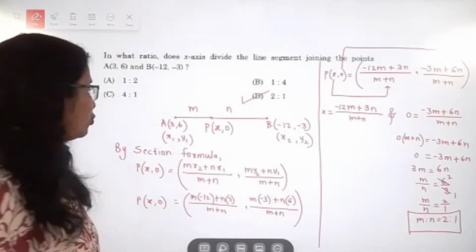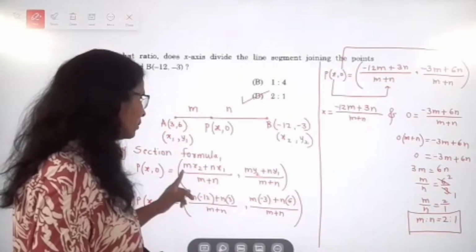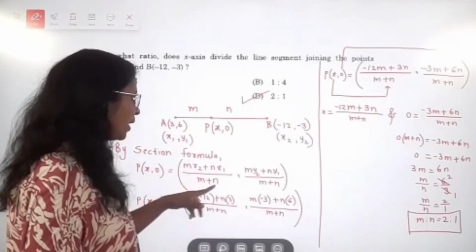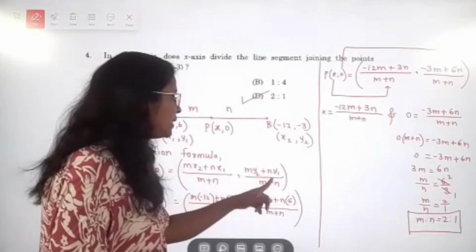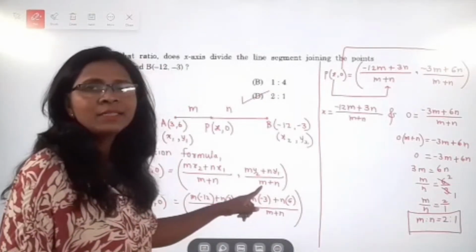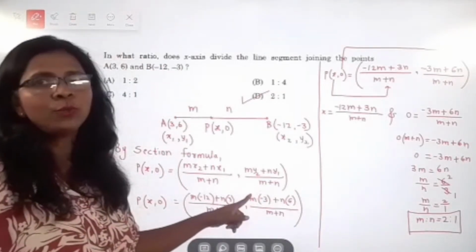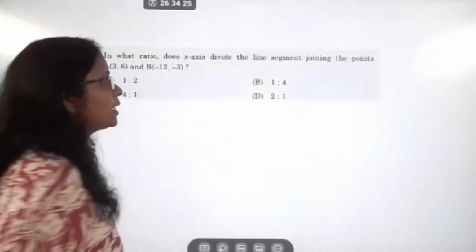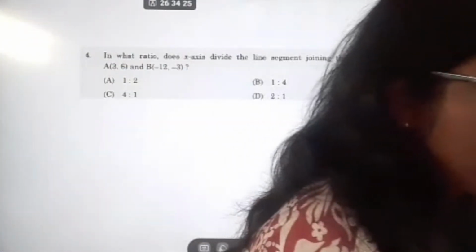Okay student, so remember this formula: m x2 plus n x1 upon m plus n, and m y2 plus n y1 upon m plus n. This is the section formula. You can solve this equation with the section formula. Then next one student, next example.